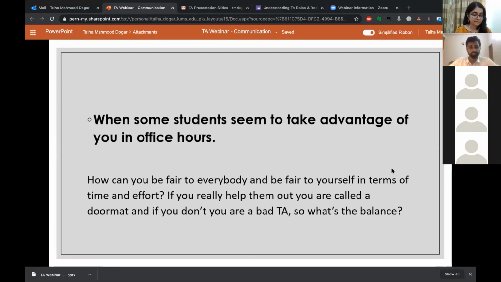Another situation is students taking advantage of you in office hours. You might be disproportionately spending some time on one student as opposed to another.